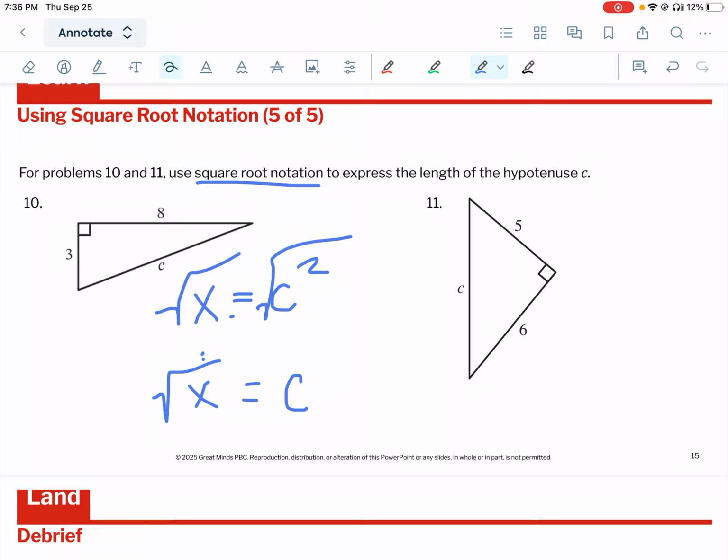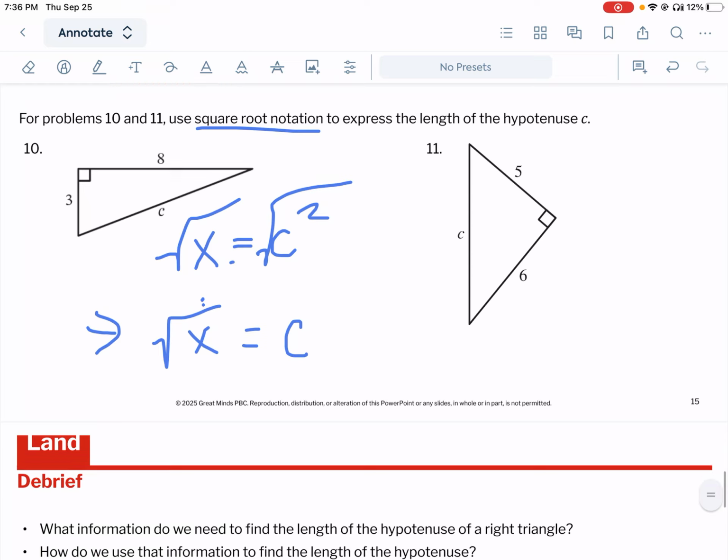So you don't need to break down where it will sit. You don't need to break down the number from a perfect square. You're probably not going to have a perfect square number anyway. You should leave it in square root notation just like this for number 10 and 11. I'll leave you to do those on your own. Okay.